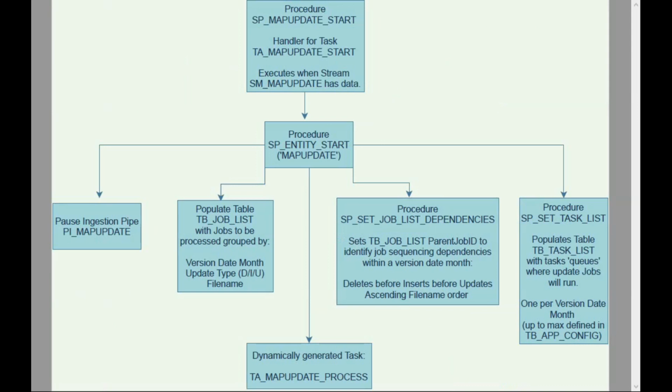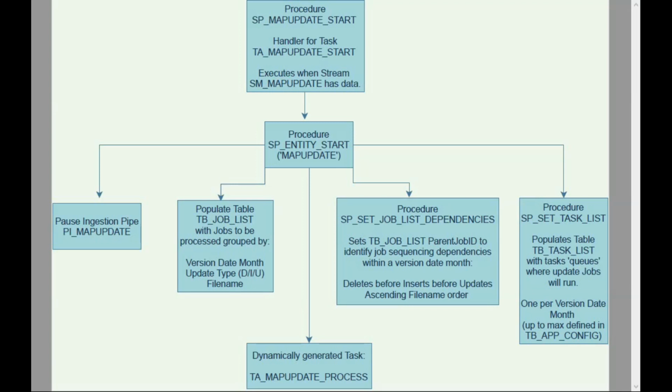SP map update start is a wrapper procedure for SP entity start, which gets called with the map update entity name parameter. SP entity start first checks the status of pipe PI map update. If there are files being processed or waiting to be processed, it exits, as the update cycle can't proceed until all pipe processing is completed. Task TA map update start will automatically execute again at its next scheduled time because stream SM map update still has data. If the pipe status shows that there are no files being processed or waiting to be processed, SP map update start begins the update cycle.